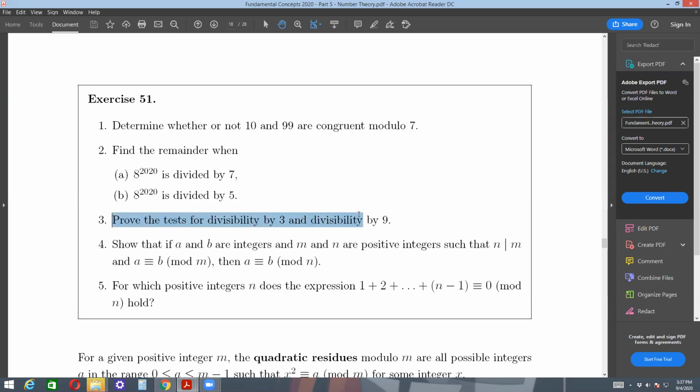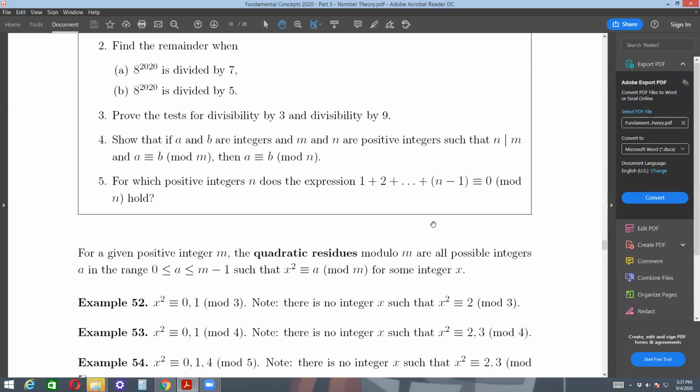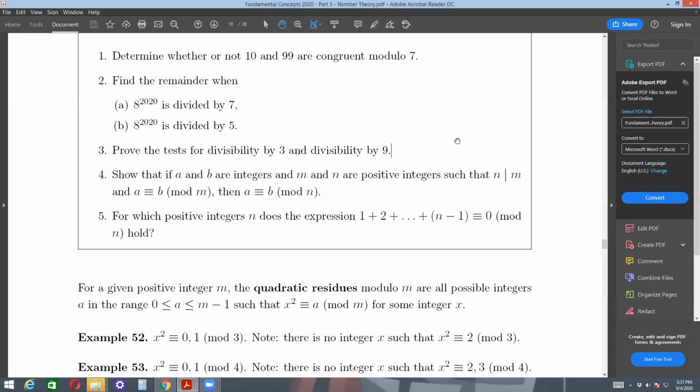This, you all can try to do the divisibility test for 3 and 9, right? So how do you prove that? And you could, well, you do it using congruences, but you can go through that.